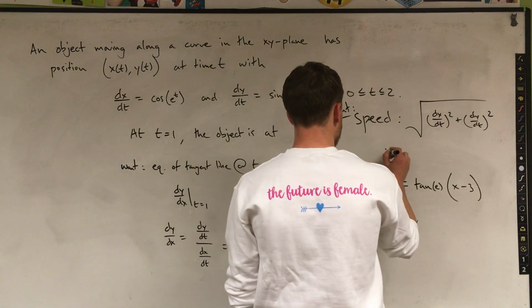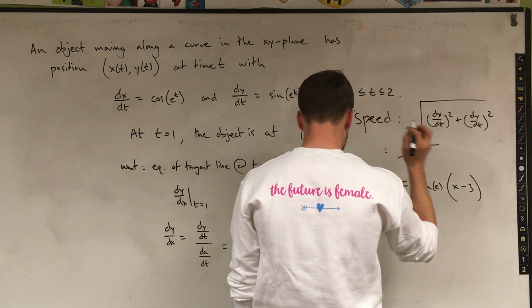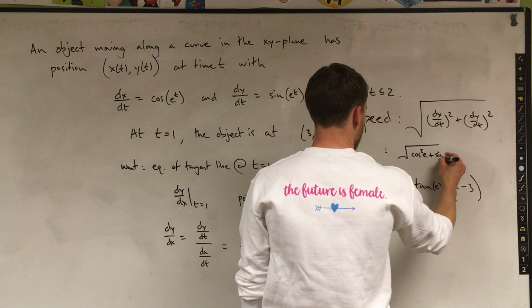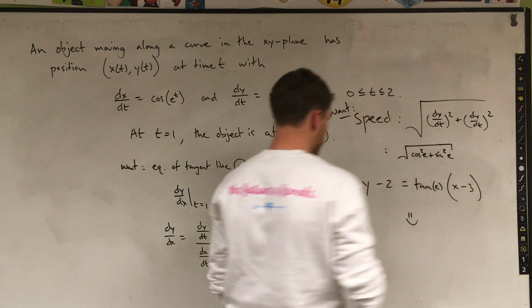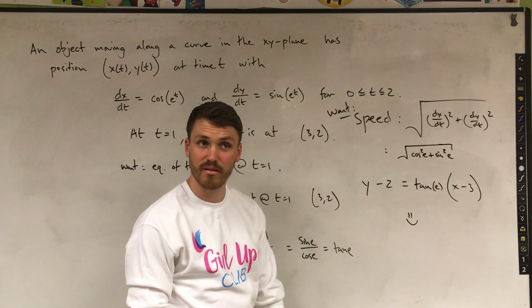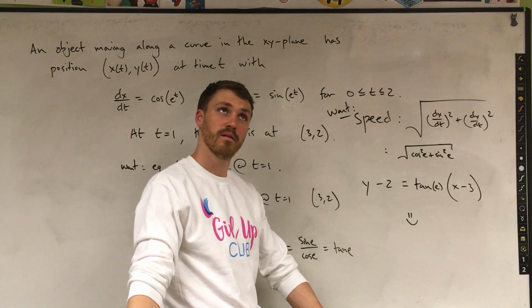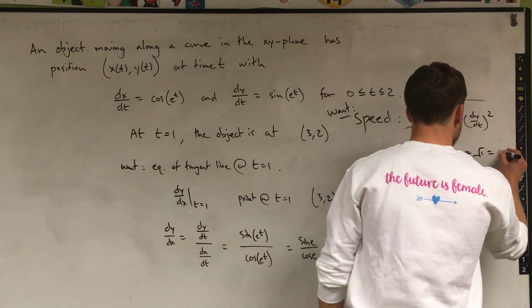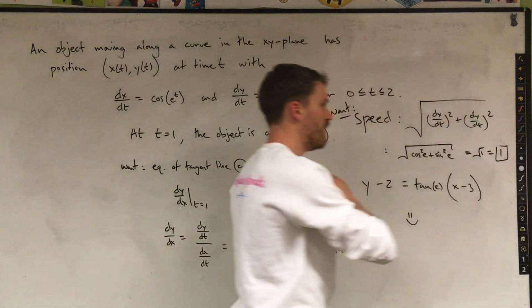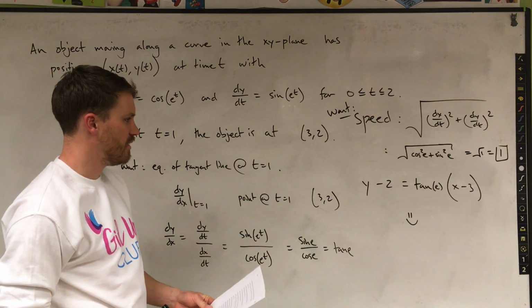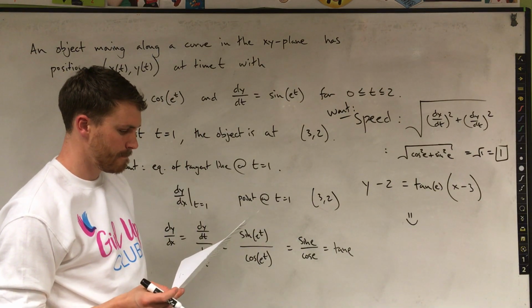I'd already found those to find the slope of the tangent at 1. So at 1, I should get the square root of cosine squared e plus sine squared e, squaring that and squaring that. But cosine squared plus sine squared is just 1. So this is the square root of 1, which is 1. So the speed at t equals 1 is just 1. That works out quite nicely.